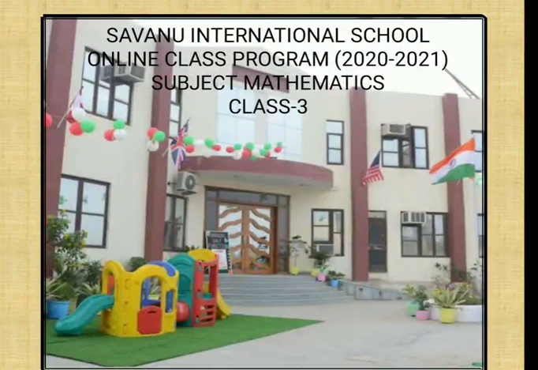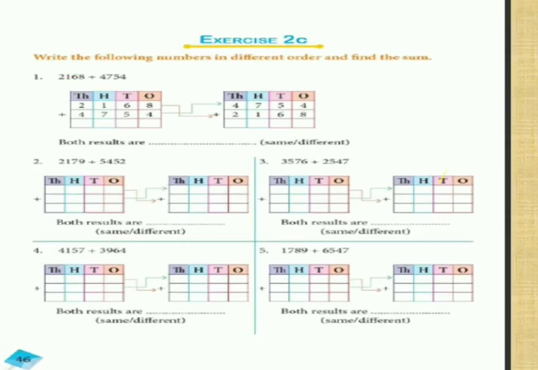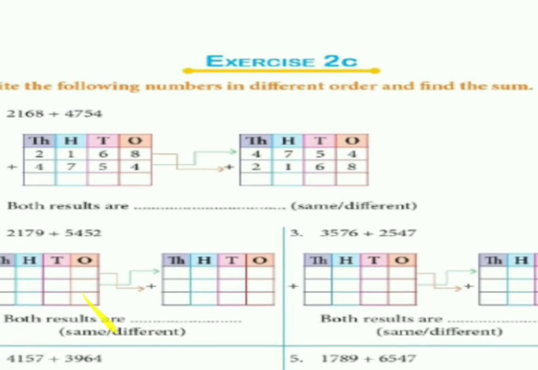So we will continue our topic, and today's worksheet is here: write the following numbers in different order and find the sum. We have to arrange these numbers in two manners, and we have to add them. As you can see in the example, the first one is done for you here.